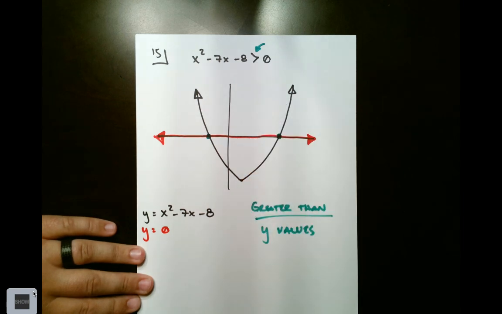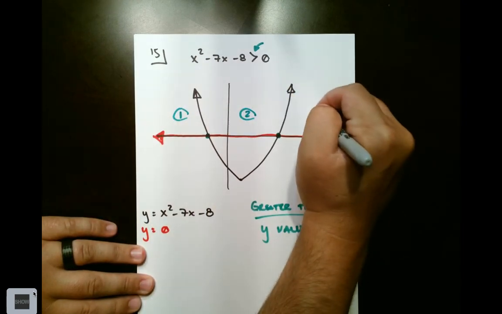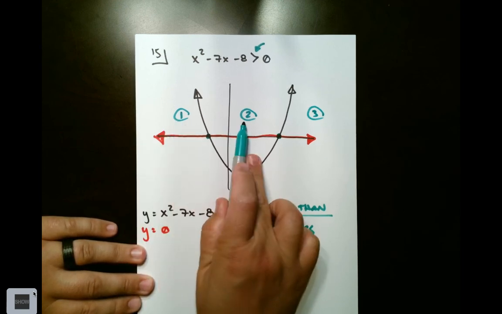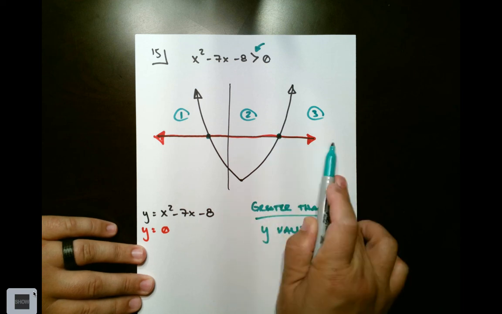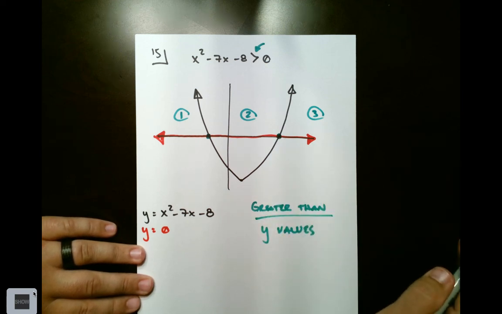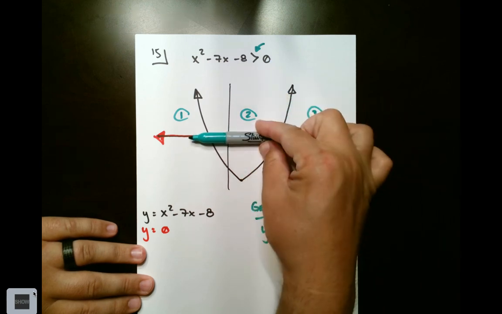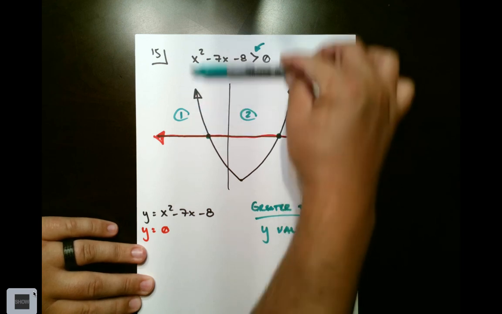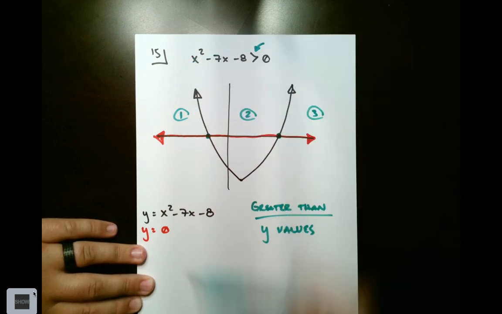Well, let's look at the 3 parts, because this is part 1, this is part 2, this is part 3. Part 1 is to the left of that x-intercept. Part 2 is in between the 2 x-intercepts. And part 3 is to the right of that other x-intercept. So let's take a look at what's happening in each of these zones, okay? So when is this parabola greater than 0? When I say greater, here's my line right here, y equals 0, where the Sharpie's at. Every part of that parabola that's greater than that line, y equals 0. Every part of the parabola that's higher than y equals 0.